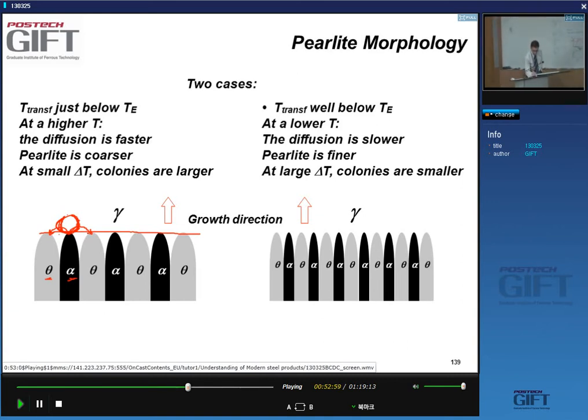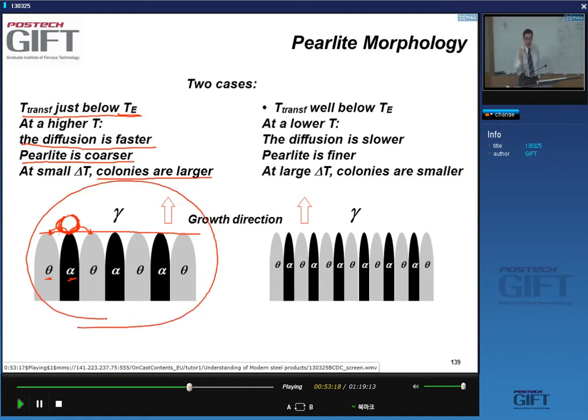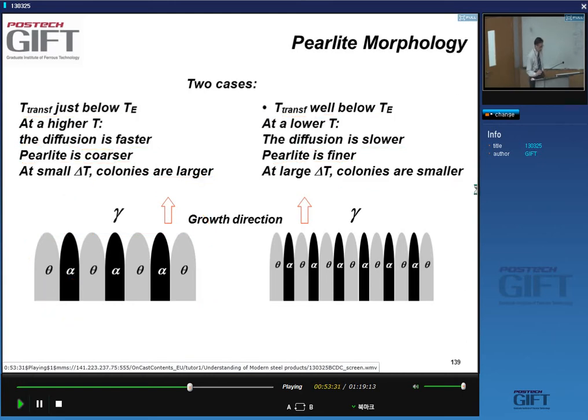But at this stage, I just want to say that if we are very close below the eutectoid temperature, we have faster diffusion, we have coarse pearlite, and we have large colonies. If we have a very high undercooling, we have slow diffusion, fine pearlite, and small colonies. All right.